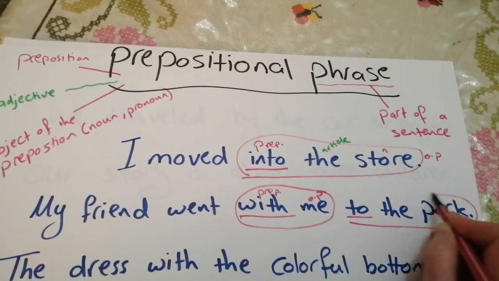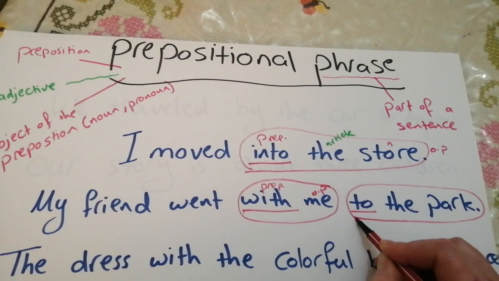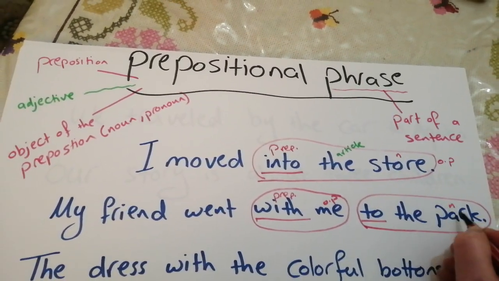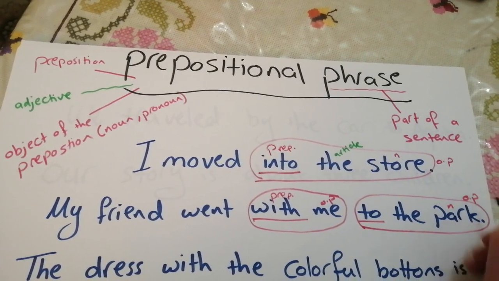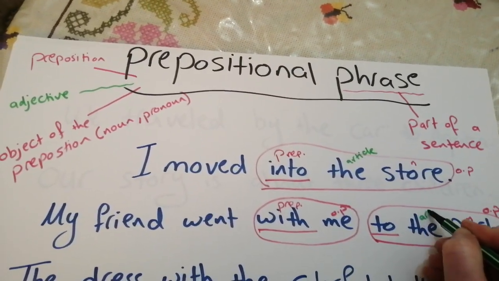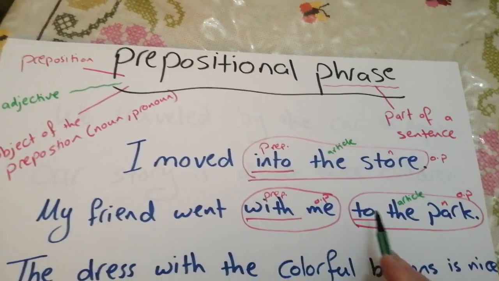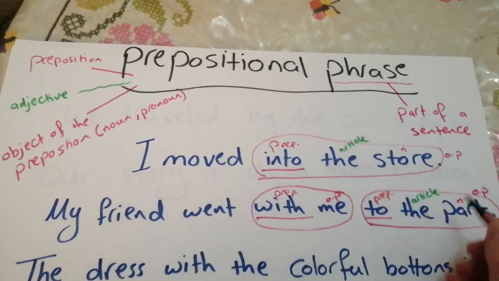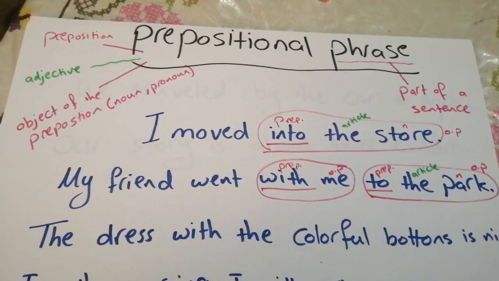To the park, it is the prepositional phrase that starts with the preposition to. Park, it's a noun and it's the object of the preposition. The, it is what? An article, which is a kind of adjective that comes between the preposition and the object. This is the preposition and this is the object of the preposition, park.